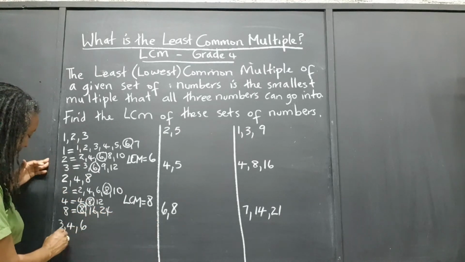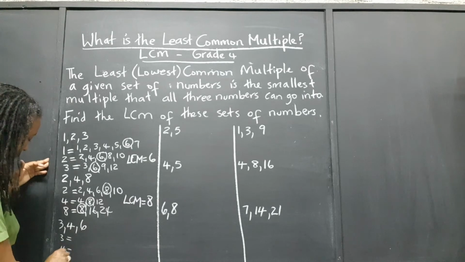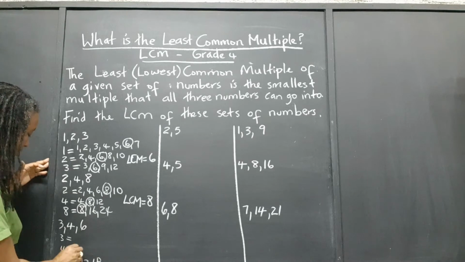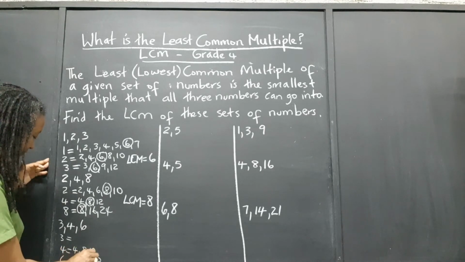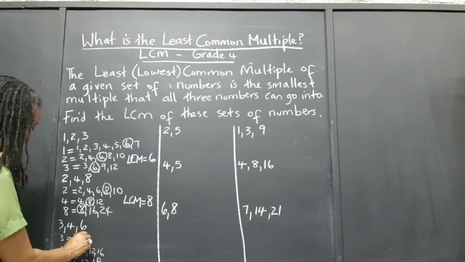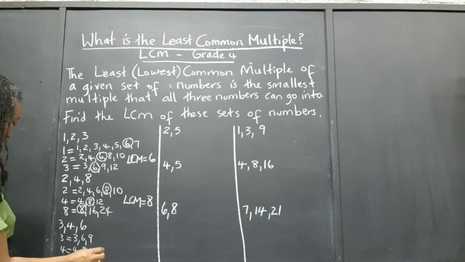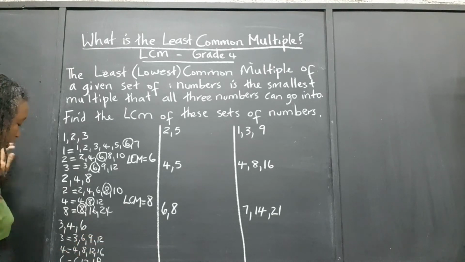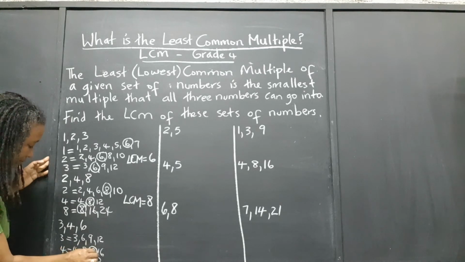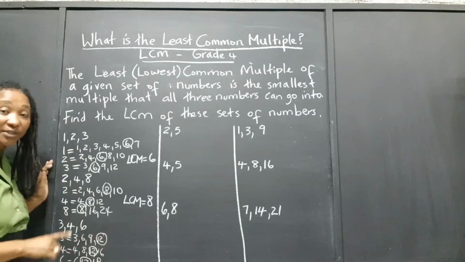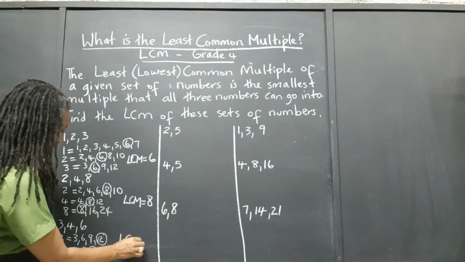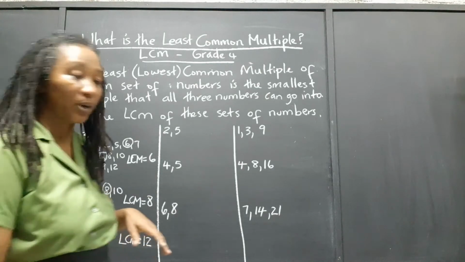How about 3, 4, and 6? 6, 12, 18. 4, 8, 12, 16. So we're listing the timetables, right? 3, 6, 9, 12. So you can see that 12 is popping out. 12 is common. It's the first one that's common to all three. So the least common multiple of 3, 4, and 6 is 12.